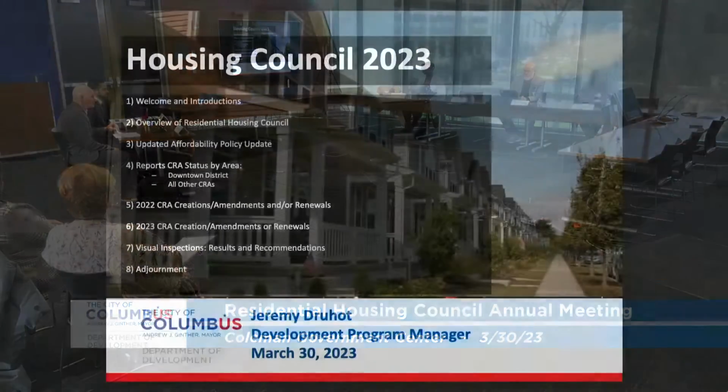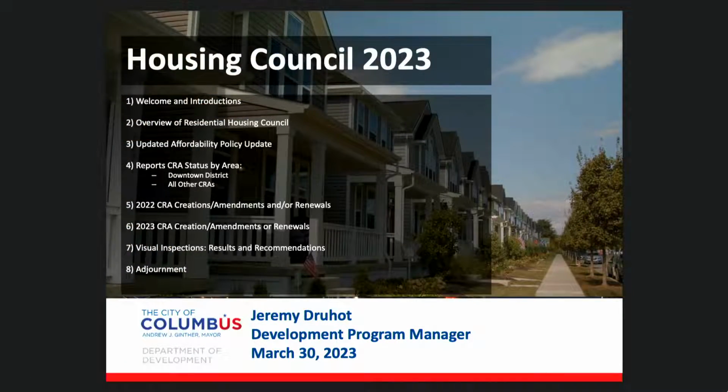Today, we will first give a quick overview of the Housing Council itself. We will also discuss the affordability policy as it interacts with this program and recent updates we legislated last year, and that will come into effect this year. We will give a report on each of the CRAs, both activity last year as well as some activity that's occurred this year. And then we'll go into the visual inspection findings and then any discussion needed thereafter.